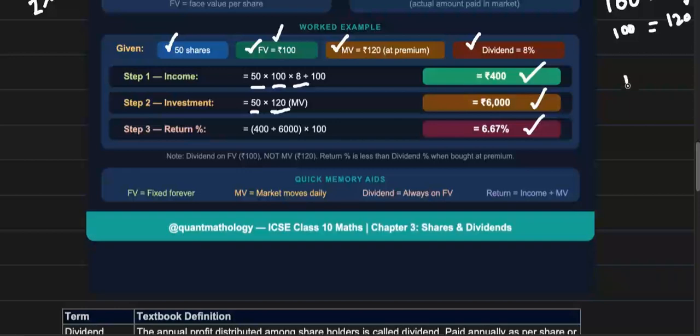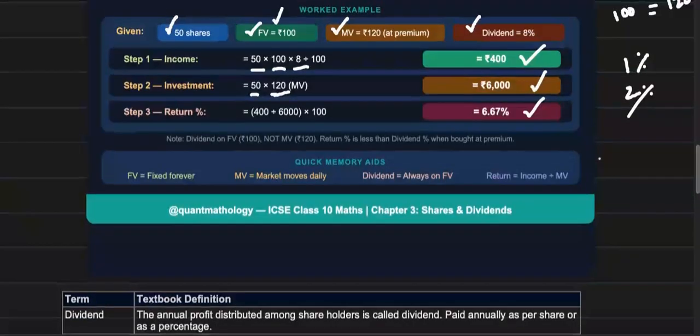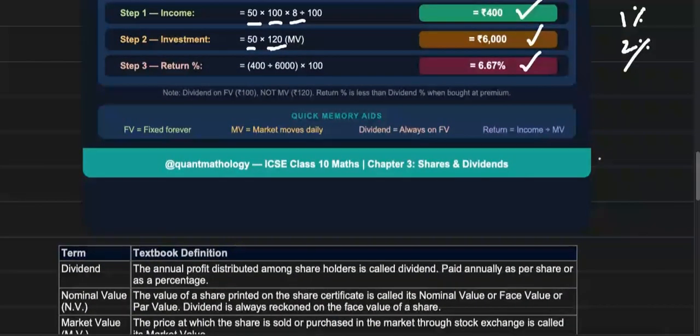You never get more than 1% or 2% of dividend value. So here the example is saying if you are getting 6 to 7%, it is approximately very good. Okay. Moving on.